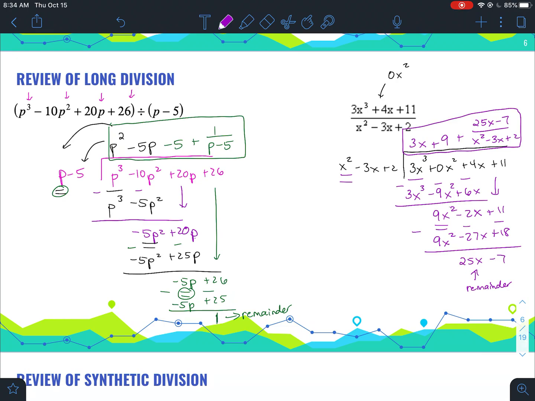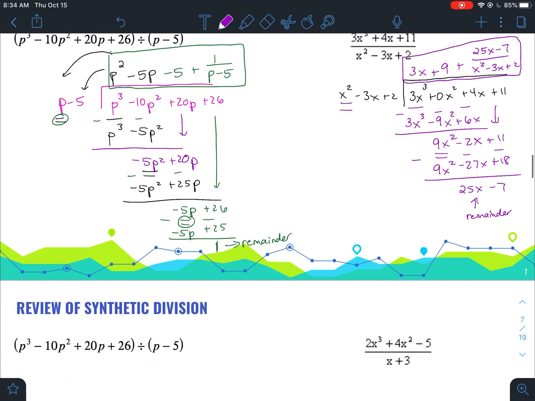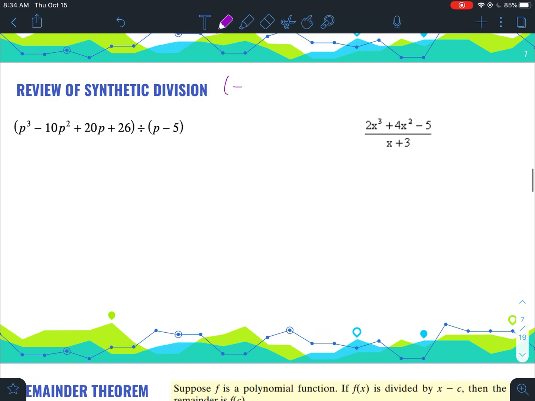So that's long division. You have to use long division if you are dividing by a trinomial or non-linear binomial. So if you're dividing by anything that's bigger than a binomial, and if the binomial is non-linear, meaning it has an x squared or x cubed in it, then you're going to have to use long division. If you are dividing by a linear binomial, then you can use synthetic division.